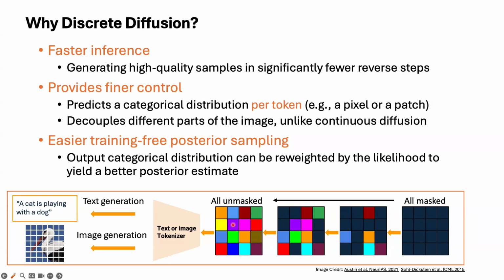So why do people care about this discrete diffusion model? Well, first is it's potentially faster inference, meaning because the world is fundamentally discrete, perhaps you can take far fewer denoising steps in the iteration to actually get to an all unmasked state. The second is the way this thing works.